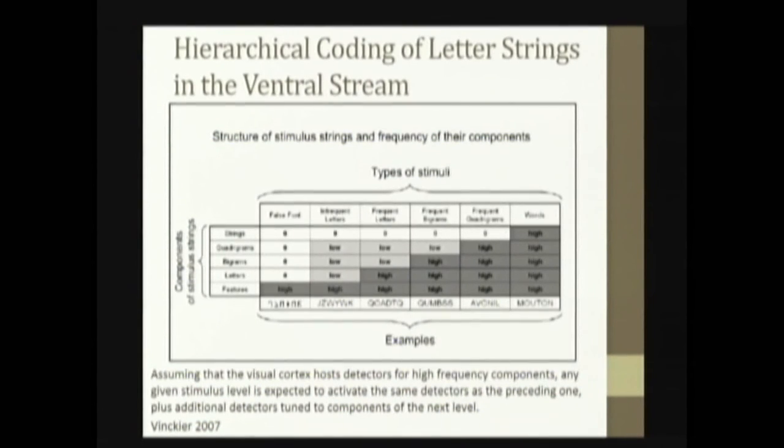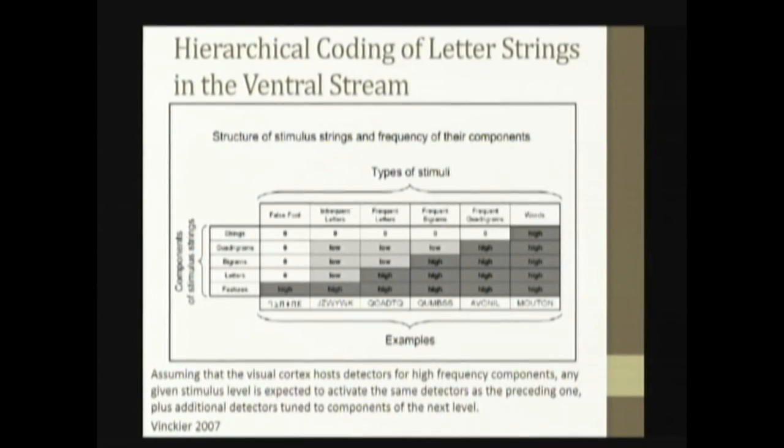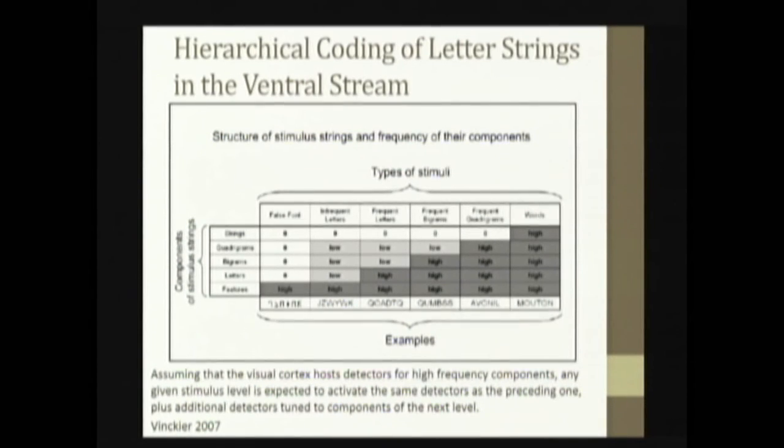Okay, so going back to what I mentioned about the hierarchical coding of letter strings in the ventral stream. There are some features here. This is not English, so they might not be familiar, but this is a typical high-frequency word. The bigrams are known, the letters are known, the features are known. On the other side of the spectrum is something completely foreign that makes no sense, made-up symbols. And familiarity gradually arises as they go up the scale.